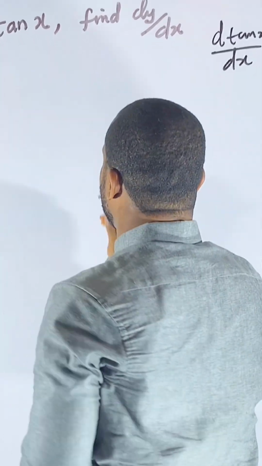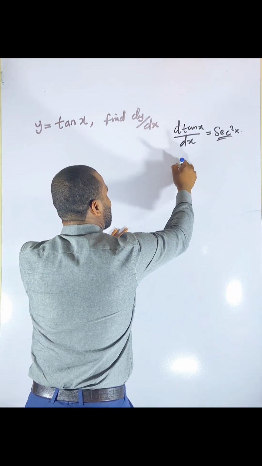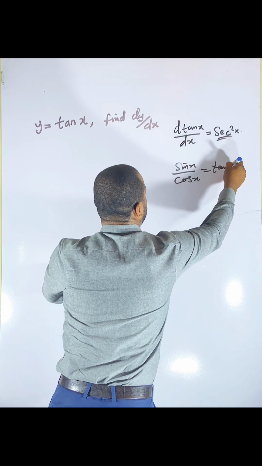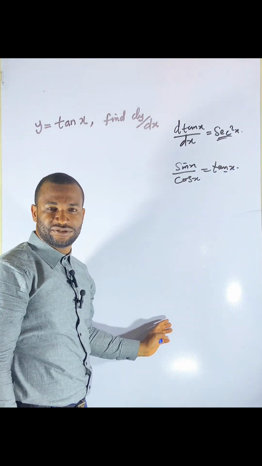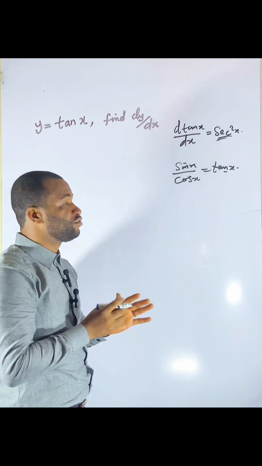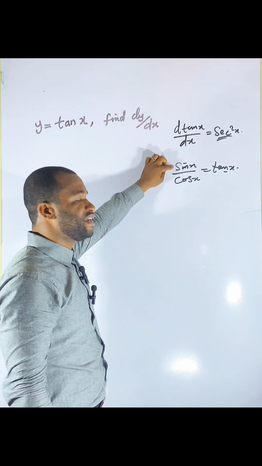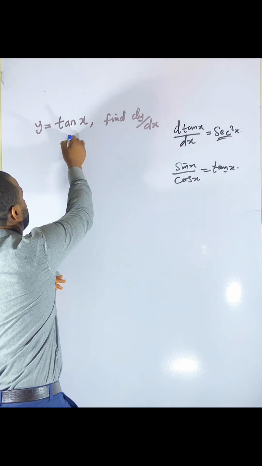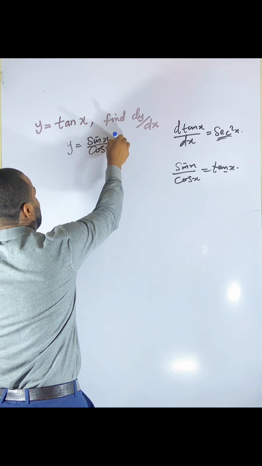What we do first of all is know that in trigonometric identity, it was stated that sine x all over cos x is equal to tan x. And this is proven from the complementary angles. So with this, we are going to start. What I'm going to do is remove this tan x or substitute it with sine x over cos x. So we go by saying that y is equal to sine x all over cos x.